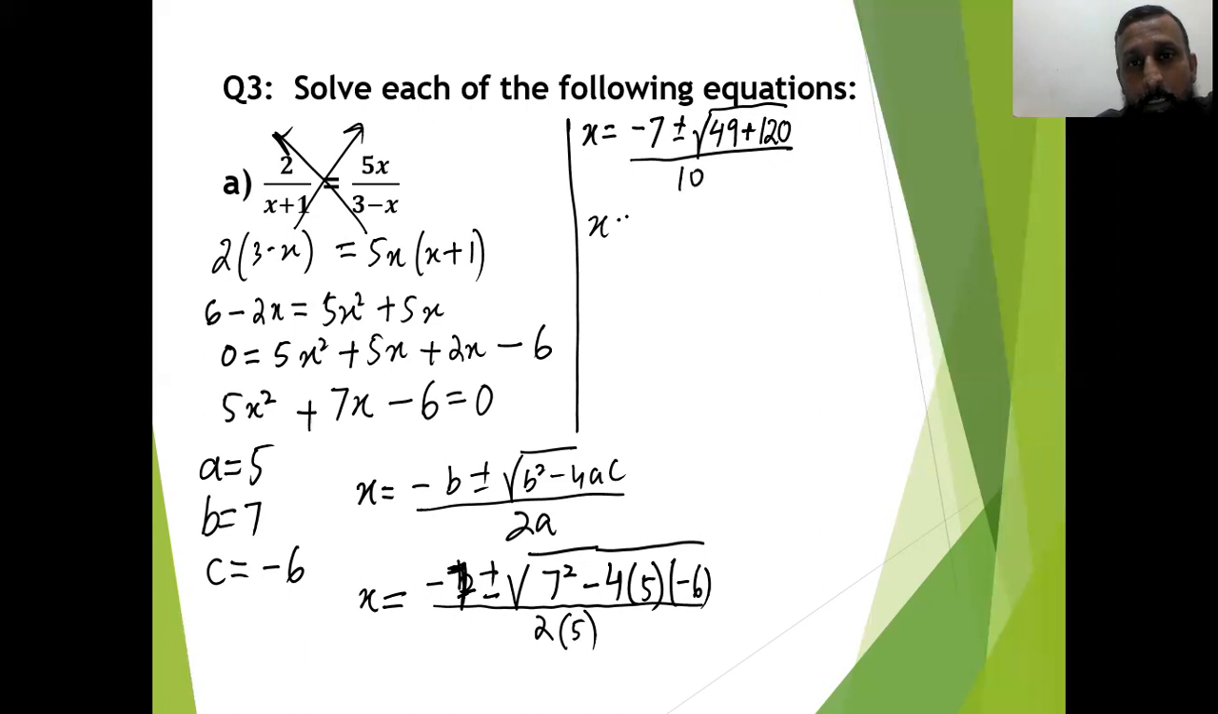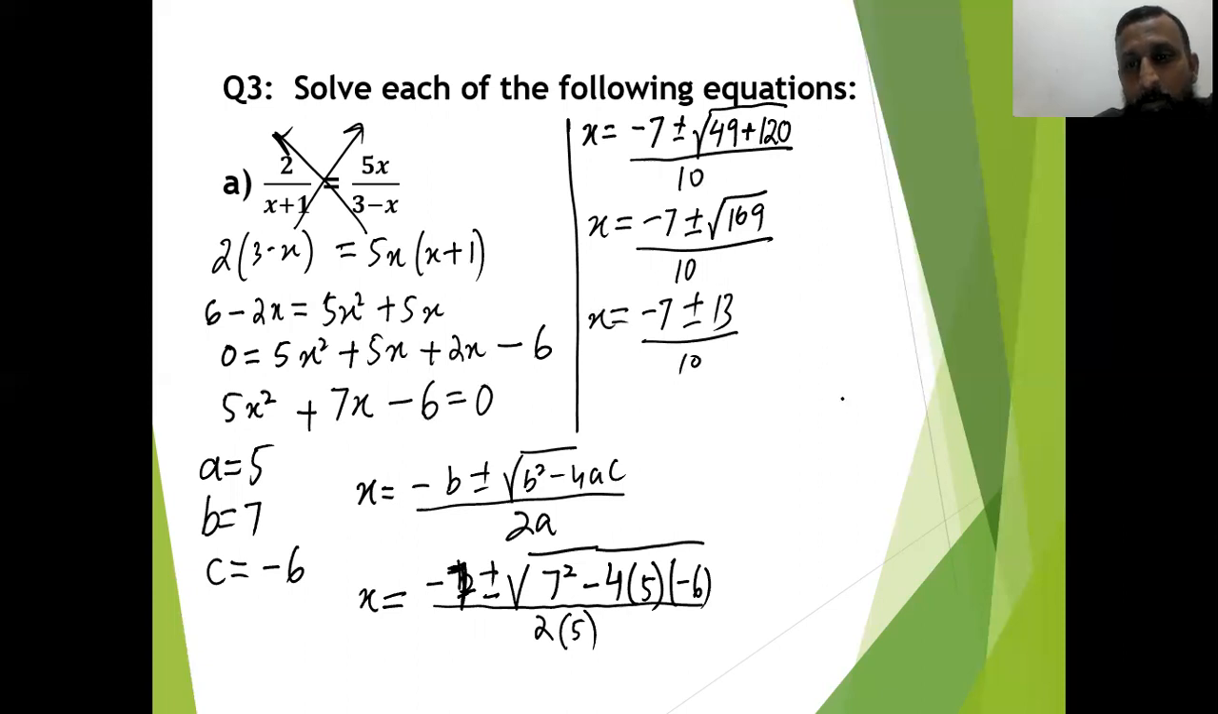Now look at this. What do we get? We get a perfect square inside this radical sign. That is 49 plus 120 makes 169. And we all know that 169 is a perfect square. That's the square of 13. So we get the result as negative 7 plus minus 13 upon 10.